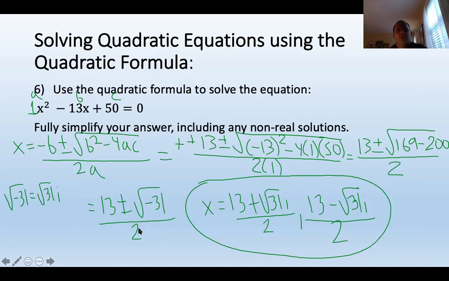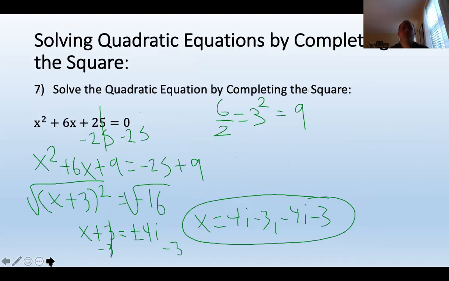And then we just need to write the square root of negative 31 in terms of i. The square root of negative 31 is written as square root of 31 i, as an imaginary number. So this ends up being 13 plus or minus the square root of 31 i over 2. And we want to write that as two separate answers, one with a plus and one with a minus. So it ends up being x equals 13 plus square root of 31 i over 2 and 13 minus square root of 31 i over 2.